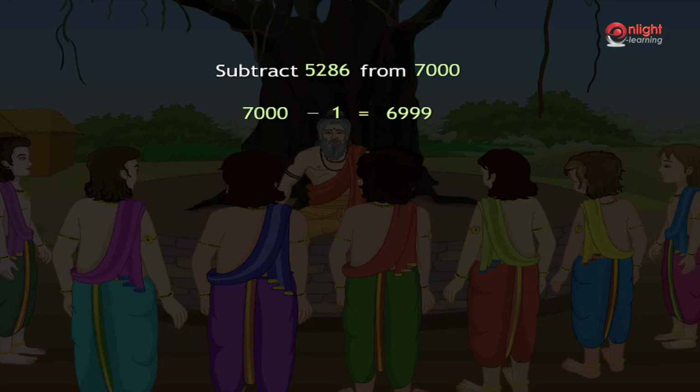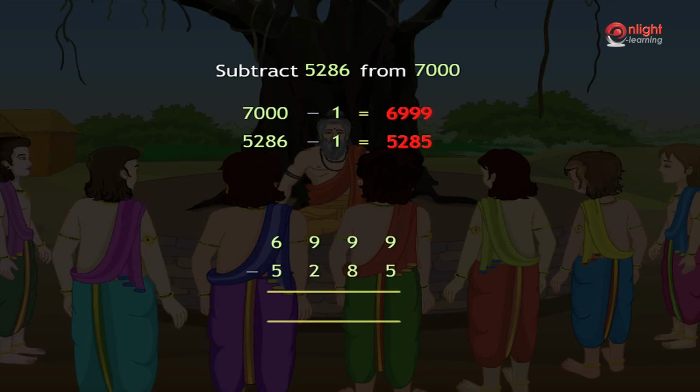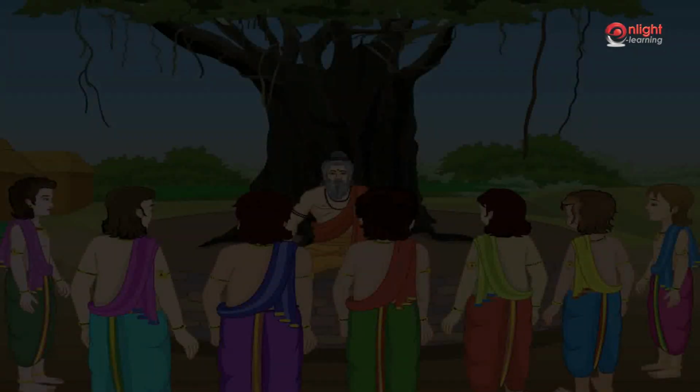Since we changed the larger number, we have to change the smaller number also, with the same operation. That is, subtracting 1 from 5,286, we get 5,285. Now subtracting these numbers will be very easy. 6,999 minus 5,285 gives 1,714.